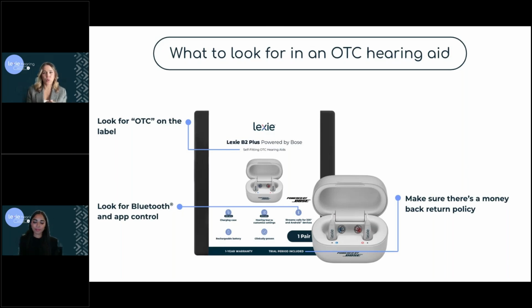Then you want to make sure what's included with it. Am I going to get batteries? Is it rechargeable? Are there different dome sizes? Do I get a cleaning kit? Because you're going to have to clean them every now and then. What tools are included and what kind of support is offered?